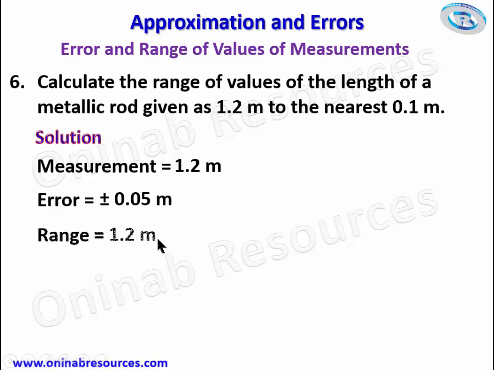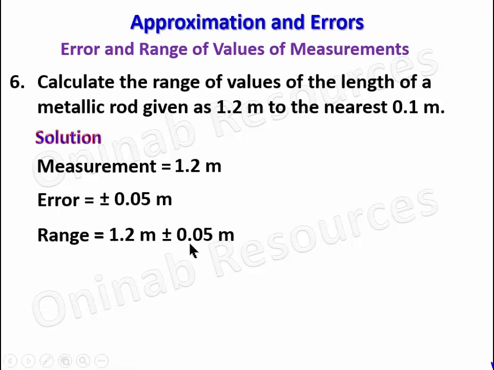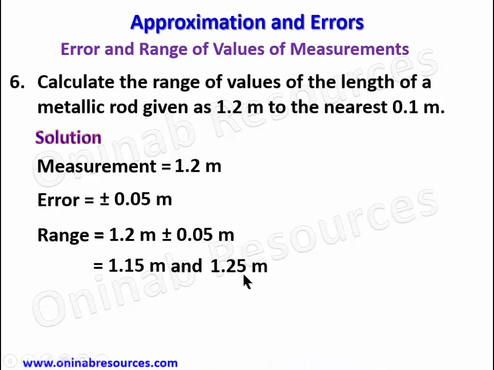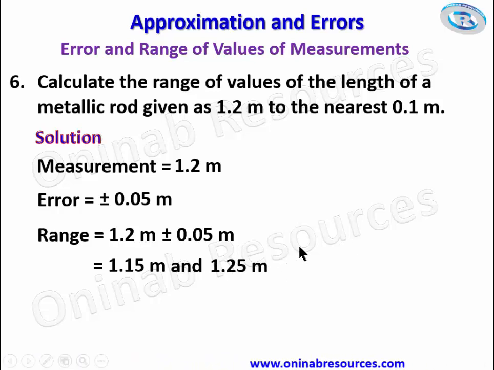That's going to be 1.2 plus or minus 0.05, and 1.2 minus 0.05 gives 1.15, and 1.2 plus 0.05 will give us 1.25 meters. So that's all for problem 6, and this is the highest we can take in this tutorial.